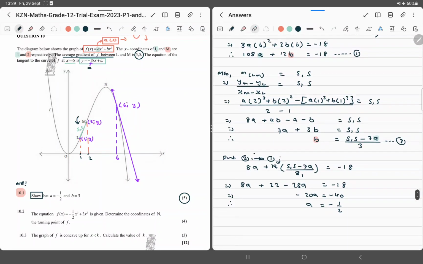I wrote my own things. This is 108. Be careful. 108.